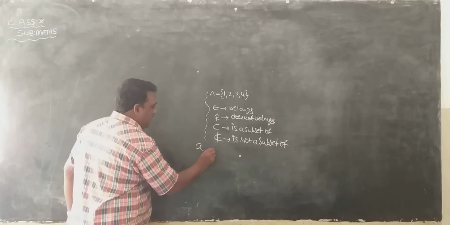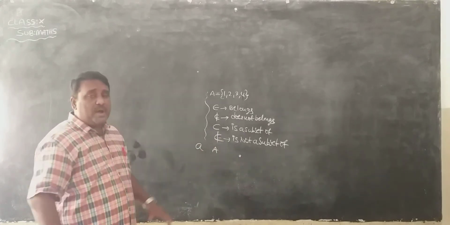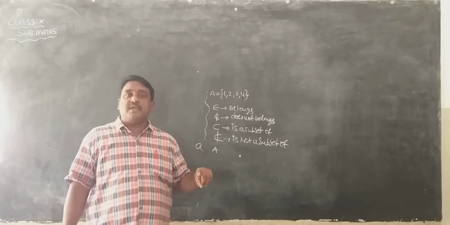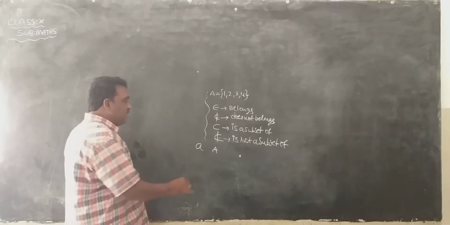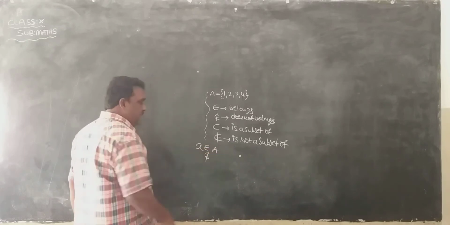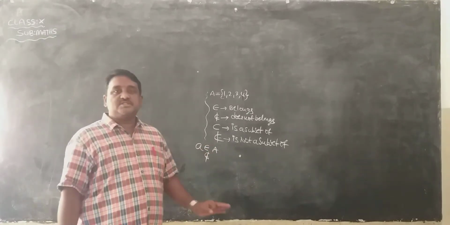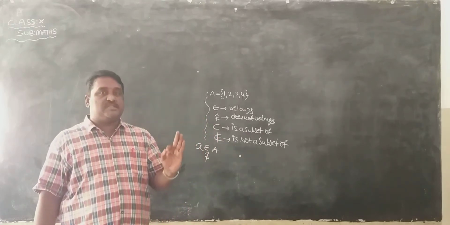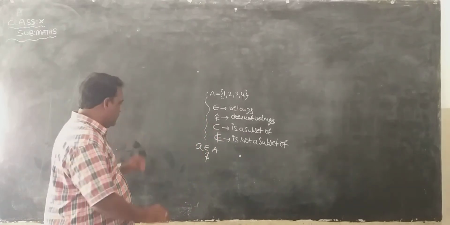Suppose small a, capital A. What is small a? An element. What is capital A? A set. Sometimes what will we write between them? Belongs, sometimes does not belong. So it is important. In between an element and a set, sometimes we use belongs, sometimes we use does not belong.